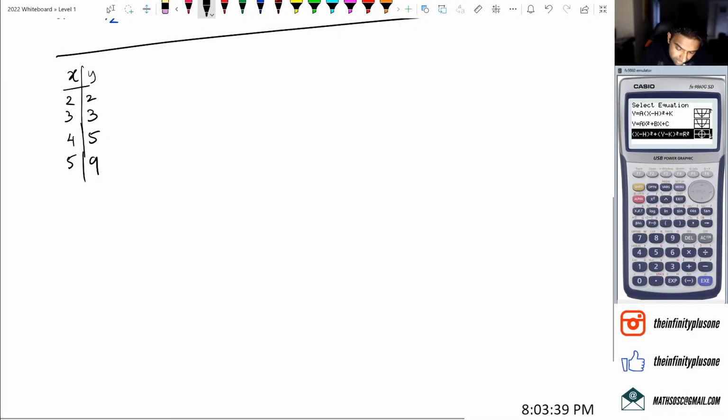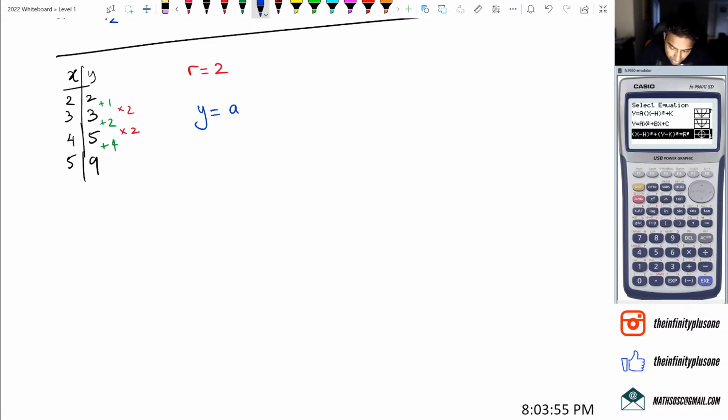If I look at the difference between my numbers, it's going up +1, +2, and +4. So all of these numbers are getting multiplied by 2, which means R is equal to 2. So I can put this down as Y equals A R^X plus C. Because R is equal to 2, I can put 2^X plus C. Now I've got to substitute 2 points to get a set of simultaneous equations, and then I can work from there.